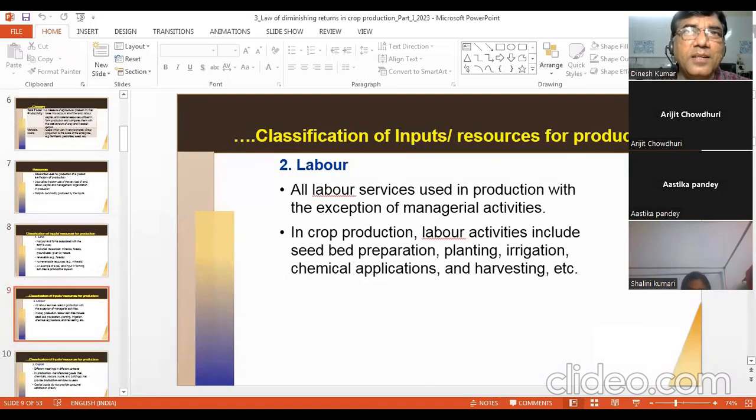Now labor, you understand, which does the work actually. So all labor services used in production, with the exception of management activities. The human labor in management is not counted here in labor, for which you have a separate factor, that is your management. In crop production, labor activities may include seed bed preparation, tillage, planting, irrigation, chemical or fertilizer application, harvesting, etc. So those jobs or work are performed by labor.